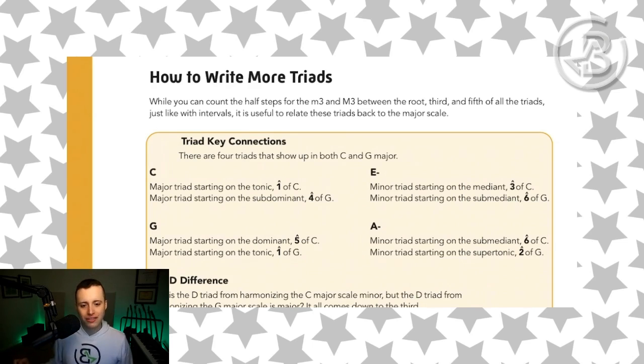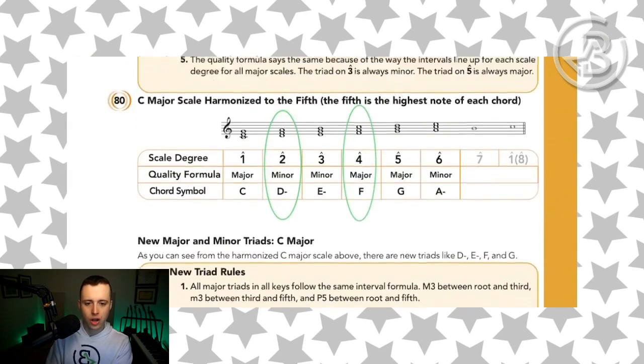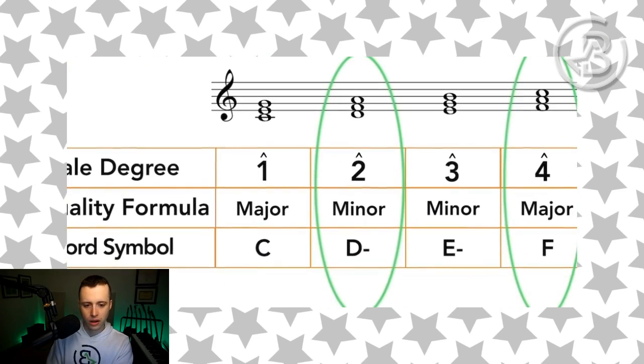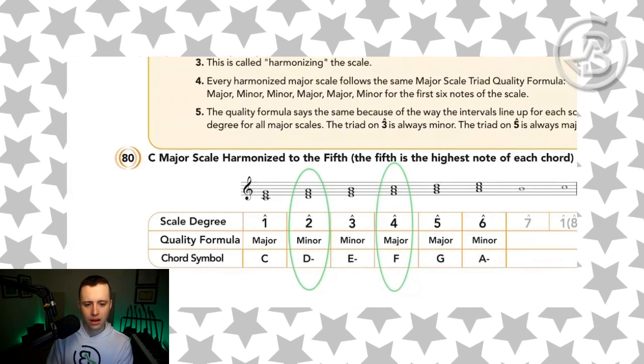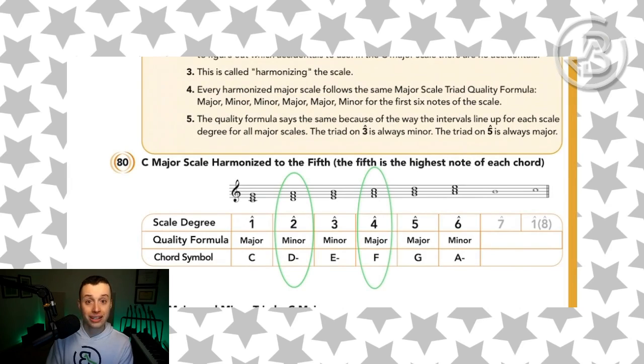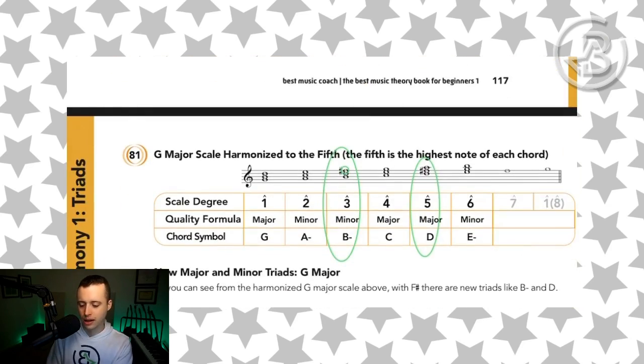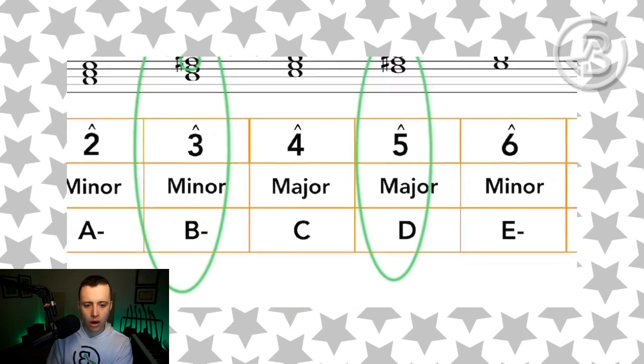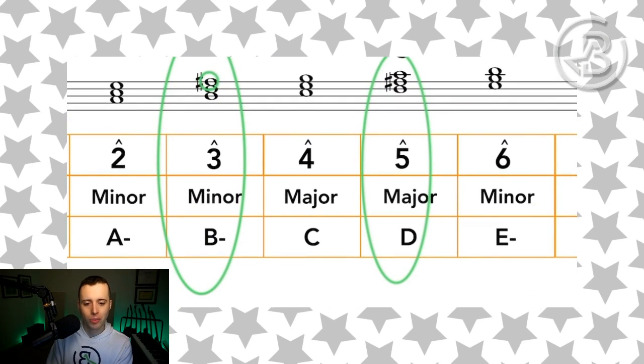So we know we can find a C major triad when we harmonize scale degree 1 in the key of C. And sure enough, when we look at scale degree 1 of C major, we have a C major triad. Now, interestingly, we can also find a C major triad on scale degree 4 of the harmonized G major scale.